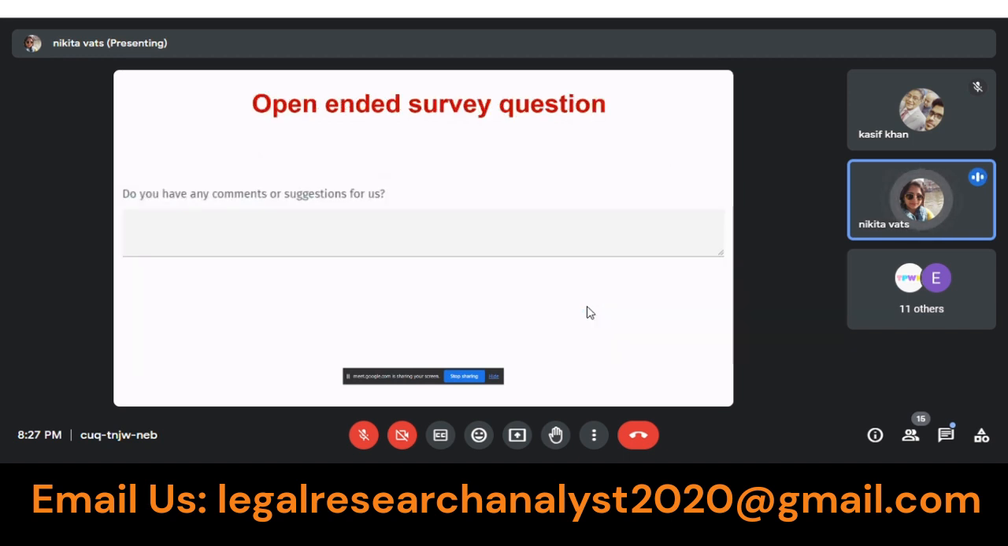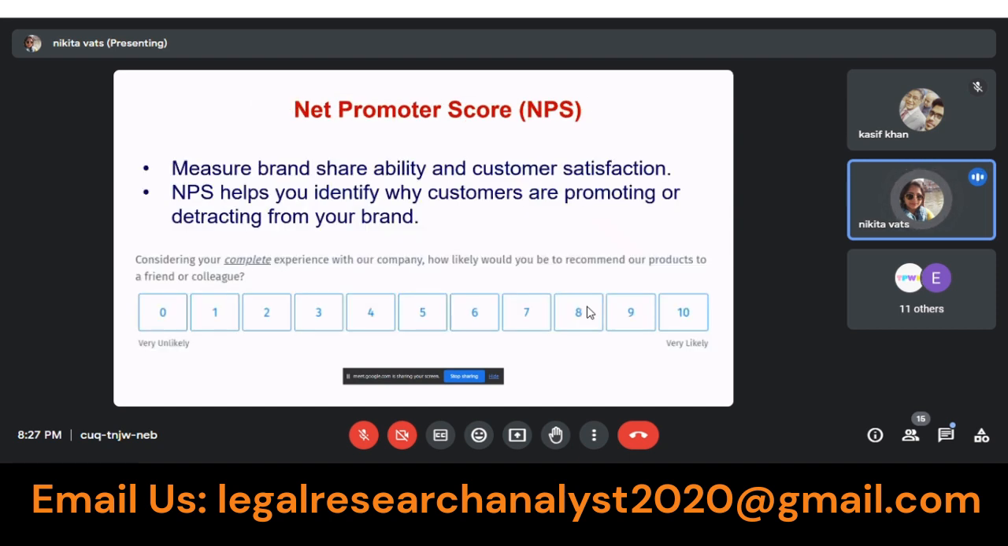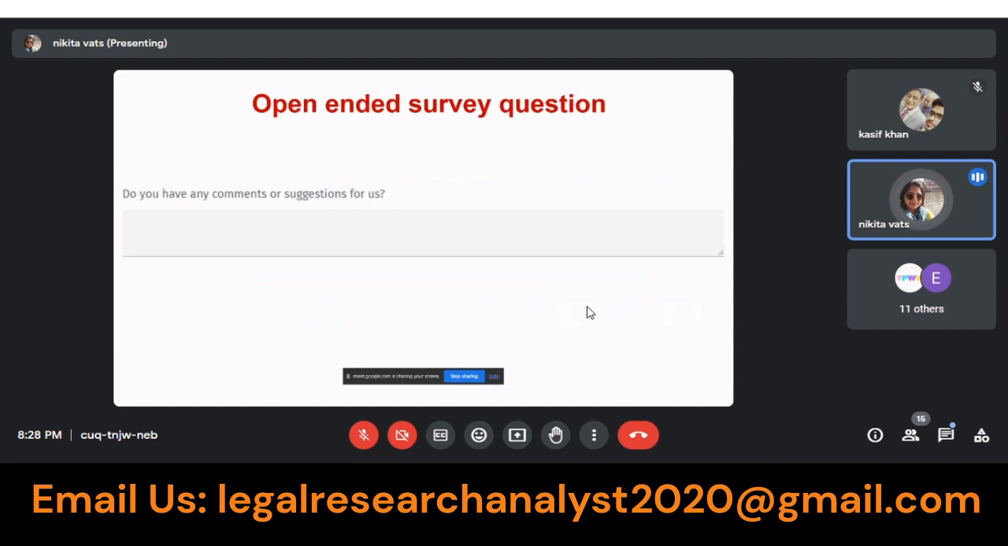Now the open-ended survey question. This is where you want a detailed answer, right? So do you have any comments or suggestions? This is open-ended because in all the earlier questions you were giving a choice that the person has to choose. Here the person filling your questionnaire has the flexibility to add their own inputs, what exactly they think, to add their comments, to add suggestions.